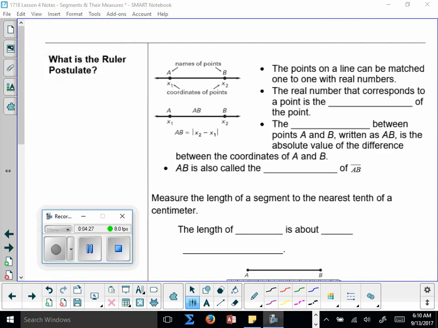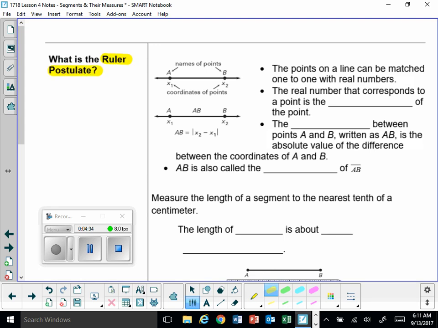Alrighty. So we have a postulate that we need to know, and it is titled the ruler postulate. The ruler postulate says all of the points on a line can be matched 1-to-1 with real numbers. Remember that real numbers include fractions and decimals. Don't think it has to be an integer. Remember that the real number that corresponds to a point is called the coordinate.